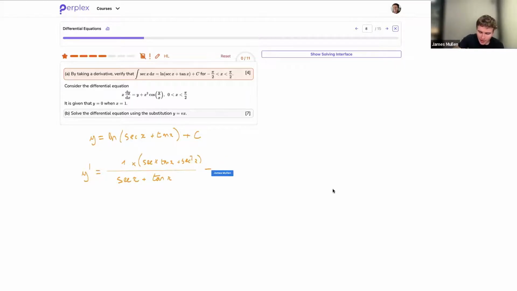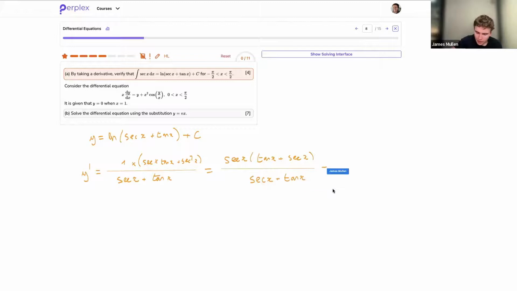Okay. And now, because I have secant of x in both terms of the numerator, I can factor it out. I have secant of x times tan x plus secant of x, over secant of x plus tan x. But then I notice the term in brackets matches the denominator, so they're going to cancel.